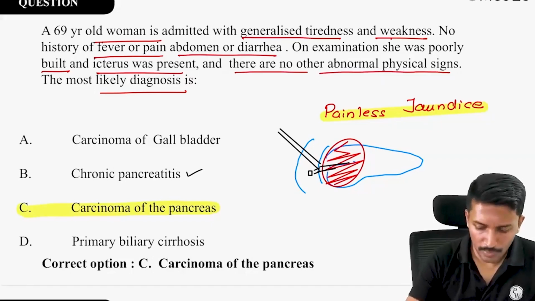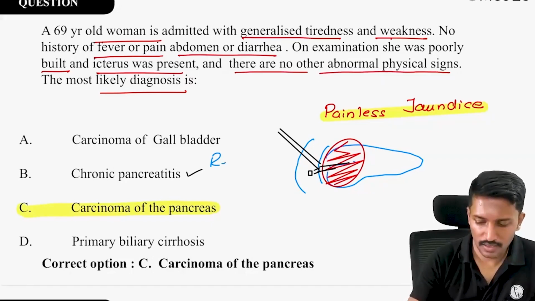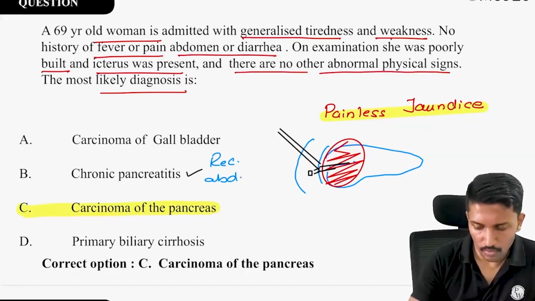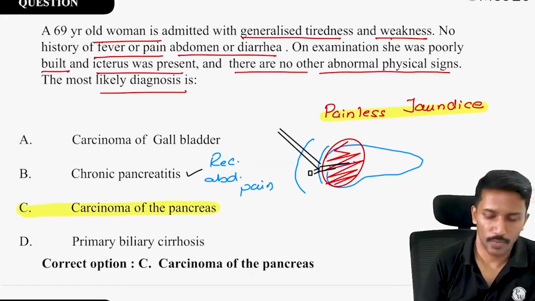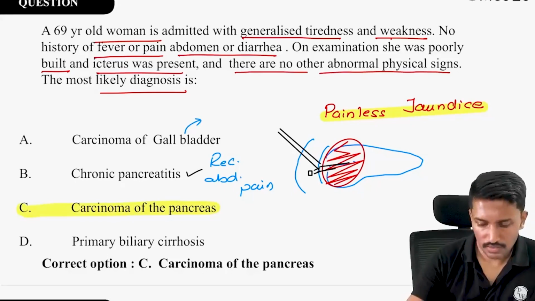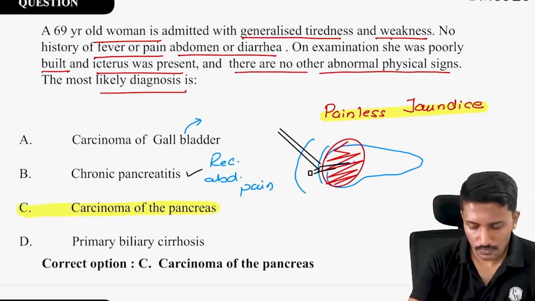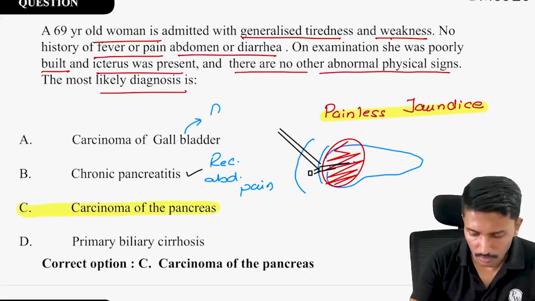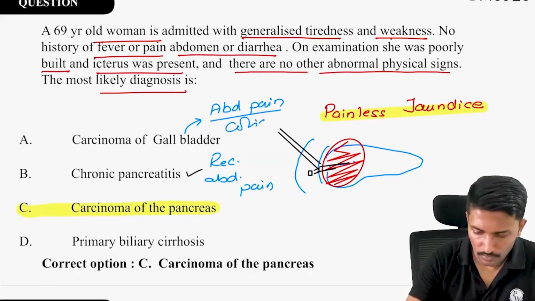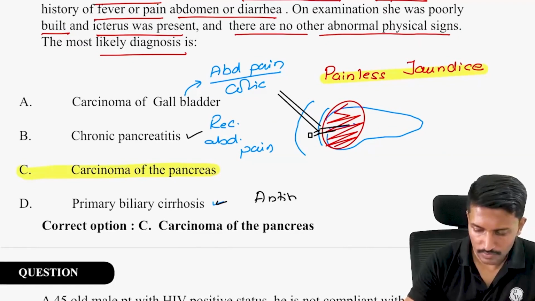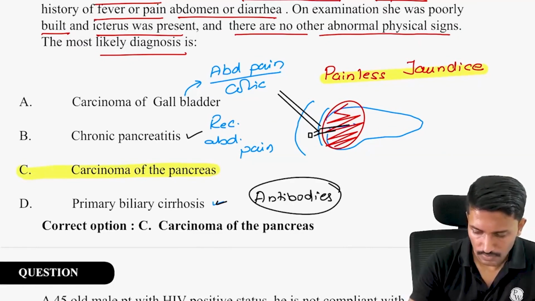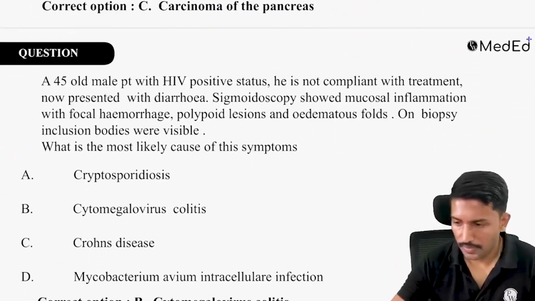Chronic pancreatitis will be characterized by recurrent abdominal pain. Whenever there is pain, there will also be elevation in the lipase. Gallbladder cancer would have abdominal pain in addition, and the nature of the pain would be colicky. And primary biliary cirrhosis, I cannot make a diagnosis without the presence of antibodies. Okay. Next question.